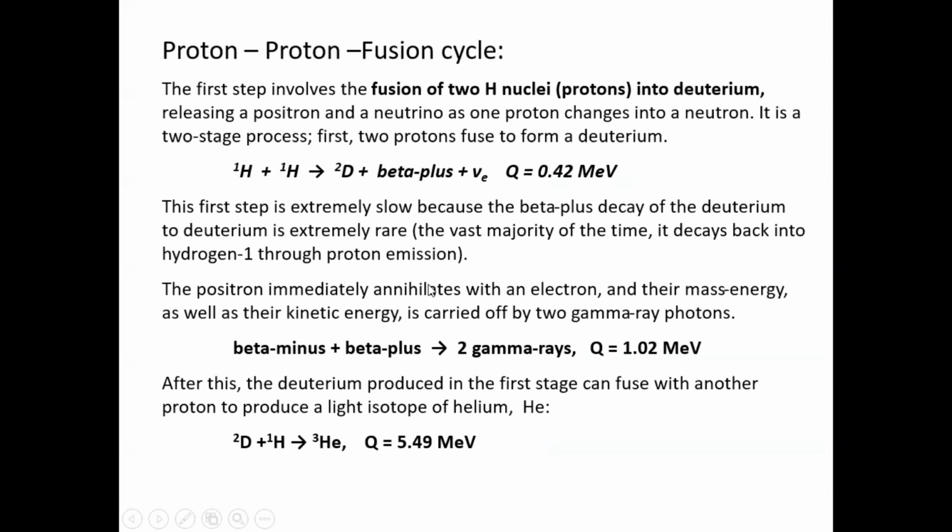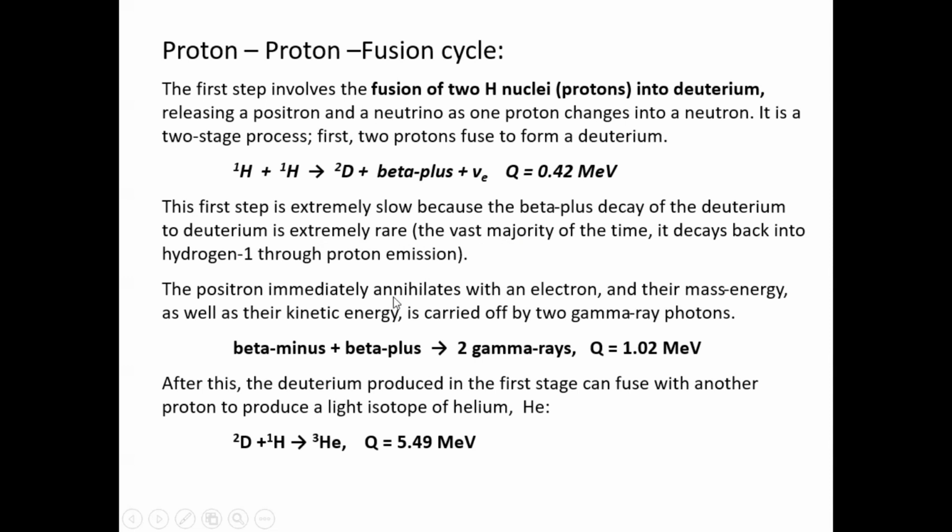If we look at the proton fusion cycle, the fusion of two protons into deuterium is given by this reaction, which emits 0.042 million electron volts, and the deuterium is formed. This is a slow process, and the beta plus decay of the diproton to deuterium is extremely rare, and therefore the vast majority of the time this decays back to hydrogen.